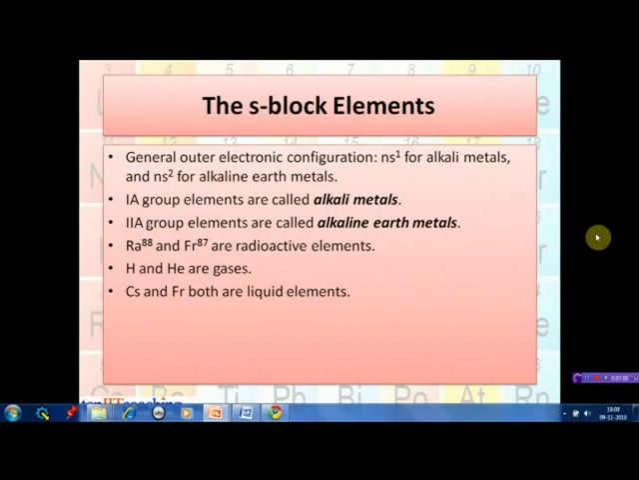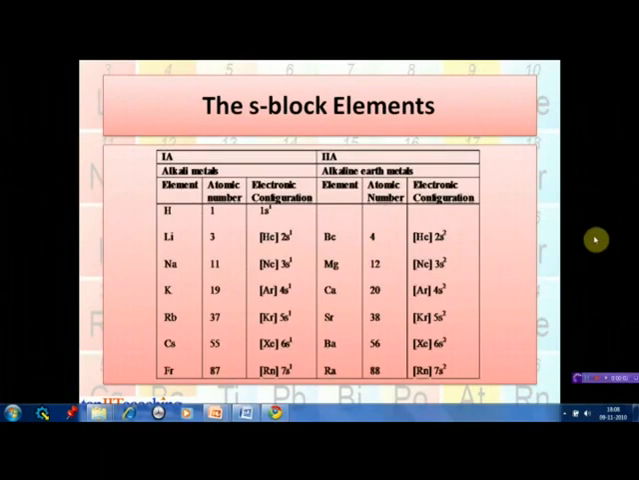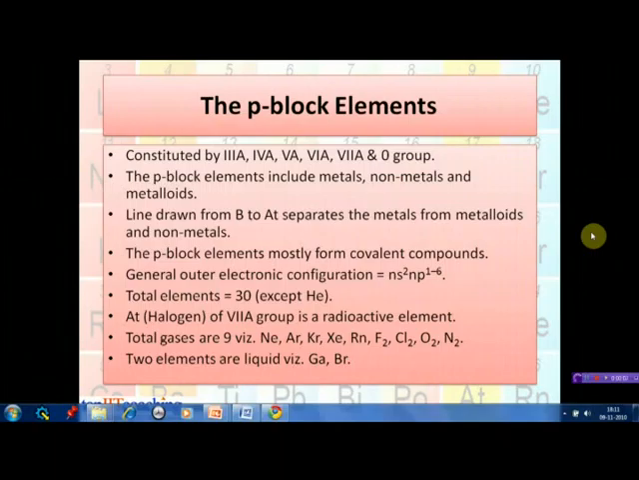Radium and francium are radioactive elements in the S block. The rest are non-radioactive. Hydrogen and helium are gases. Cesium and francium are liquid, whereas the rest are solids. This table shows the alkali metals and alkaline earth metals along with hydrogen and their atomic numbers as well as their electronic configurations. As you can see, the first A metals have general electronic configuration ns1, whereas the general electronic configuration for second A metals is ns2.